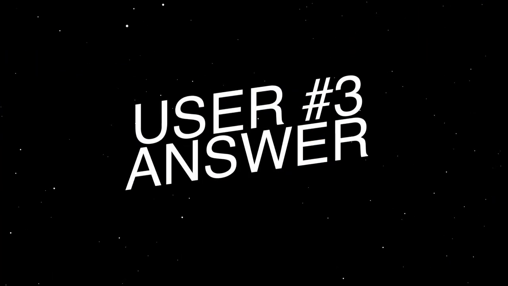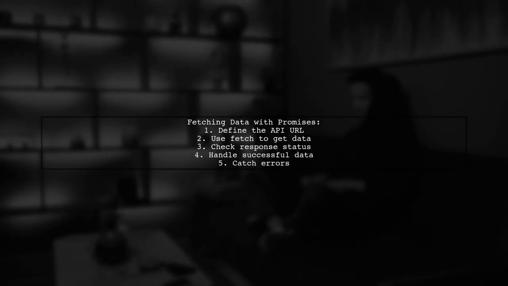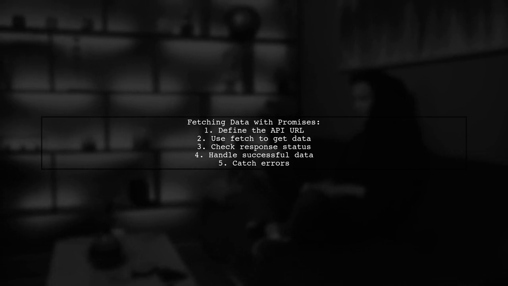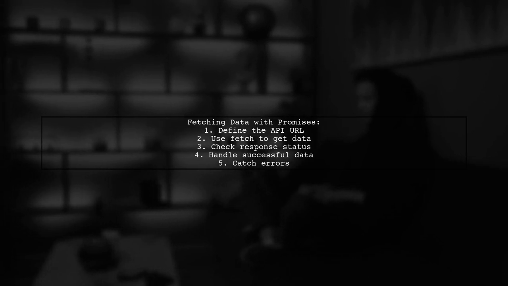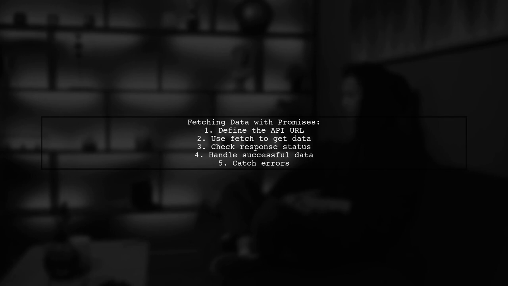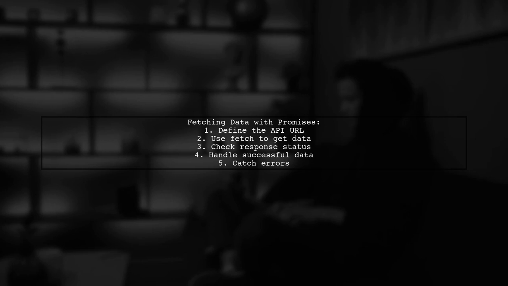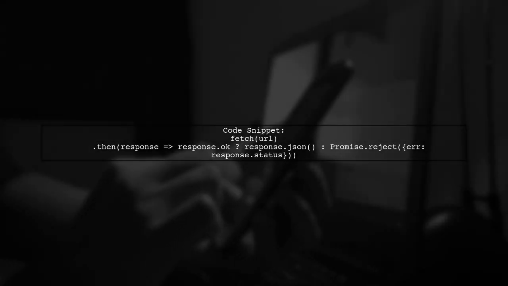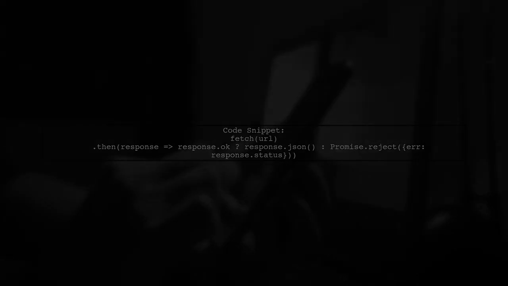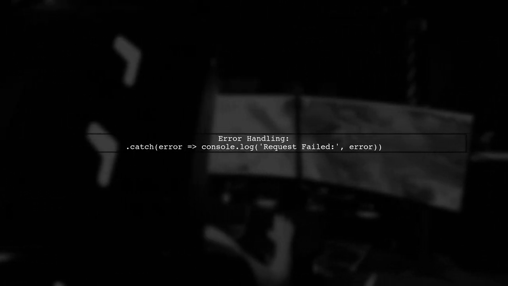Let's now look at another user-suggested answer. In this example, we explore a different way to handle API fetching using promise chaining. The code demonstrates how to fetch data from a URL and handle the response effectively. The fetch function checks if the response is OK. If it is, it converts the response to JSON. If not, it rejects the promise with an error status. Finally, the data is handled in a separate function, and any errors during the fetch process are logged to the console.